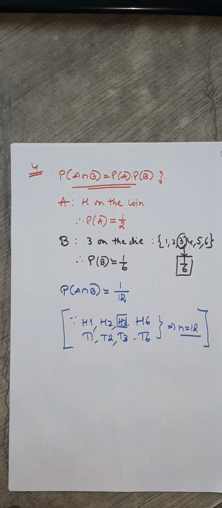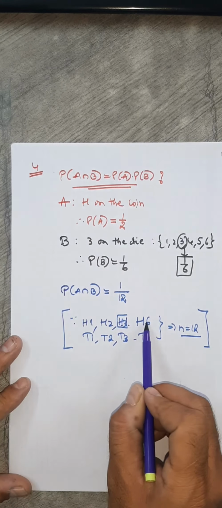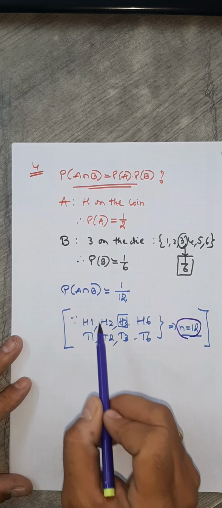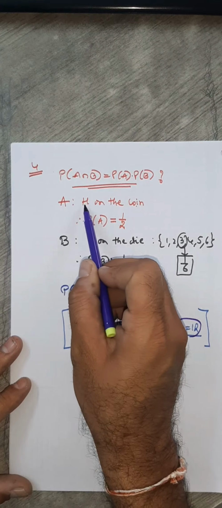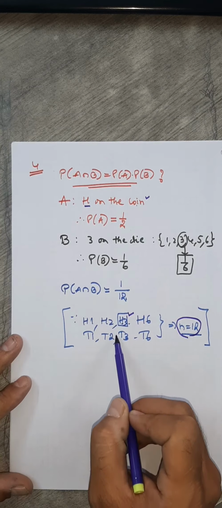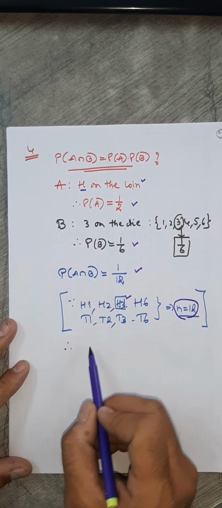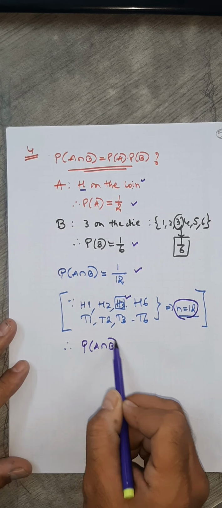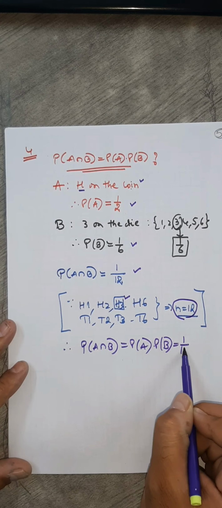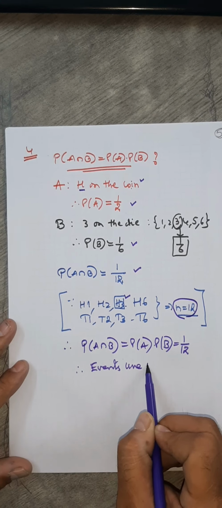Fine? Is this clear to you? See, when considering the occurrence of both, you have a total of 12 outcomes, H1 to H6, T1 to T6, so n equals 12. Occurrence of both means what? There should be H on the coin and 3 on the die. So there is only one outcome, that is 1 by 12. So finally, using this 1, 2 and 3, you can see that P of A intersection B equals P of A into P of B, and both are nothing but 1 by 12. And therefore the events are independent.